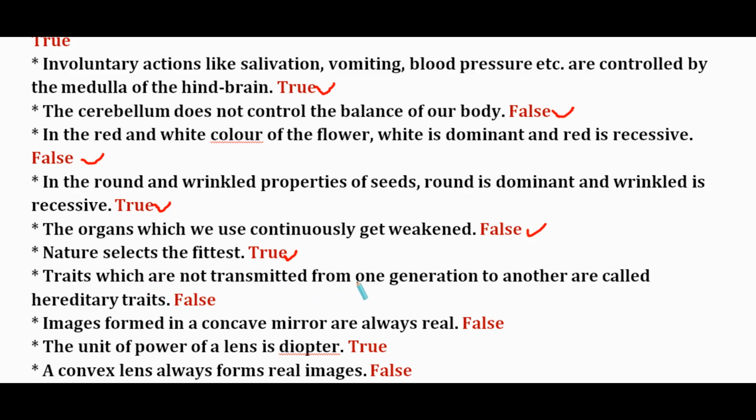True. Traits which are not transmitted from one generation to another are called hereditary traits. False. Images formed in a concave mirror are always real. False. The unit of power of a lens is diopter. True. A convex lens always forms a real image. False.